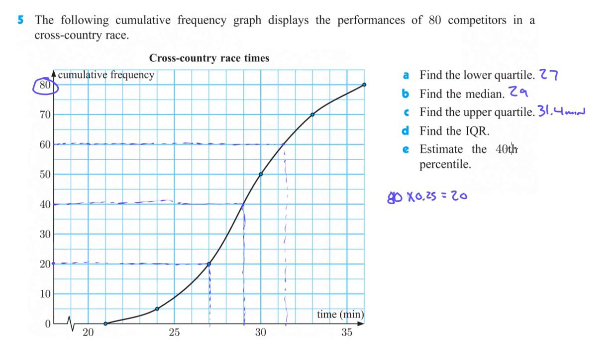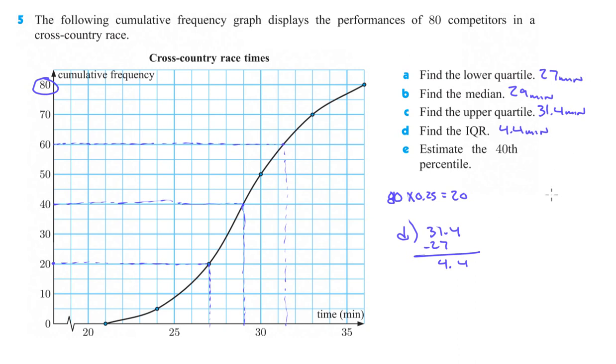Find the interquartile range. So that's going to be, for D, we're going to do 31.4 minus our lower quartile, minus 27, right? It's going to be 4.4, right? And all of these are minutes.